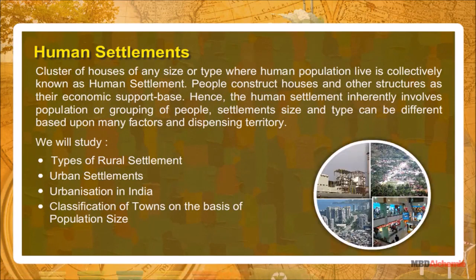A cluster of dwellings of any type or size where human beings live is known as human settlement. For this purpose, people may construct houses and other structures and command some area or territory as their economic support base. Thus, the process of settlement inherently involves grouping of people and apportioning of territory as their resource base. Settlements may vary in size and type.